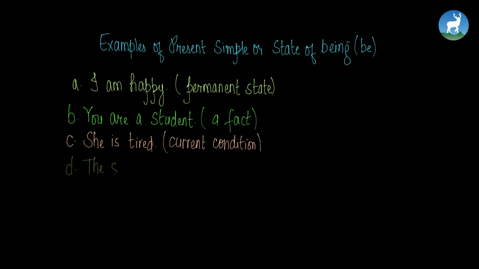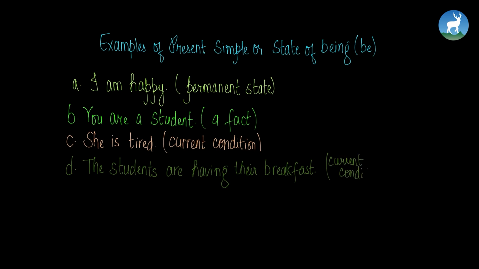D, the students are having their breakfast. So this one is also explaining a permanent state or a current condition, right? Permanent state for the time being. Don't get confused with that. Now moving on, let's take one more example. Number E, they are friends. So what is this sentence expressing? It's stating a fact about multiple individuals.